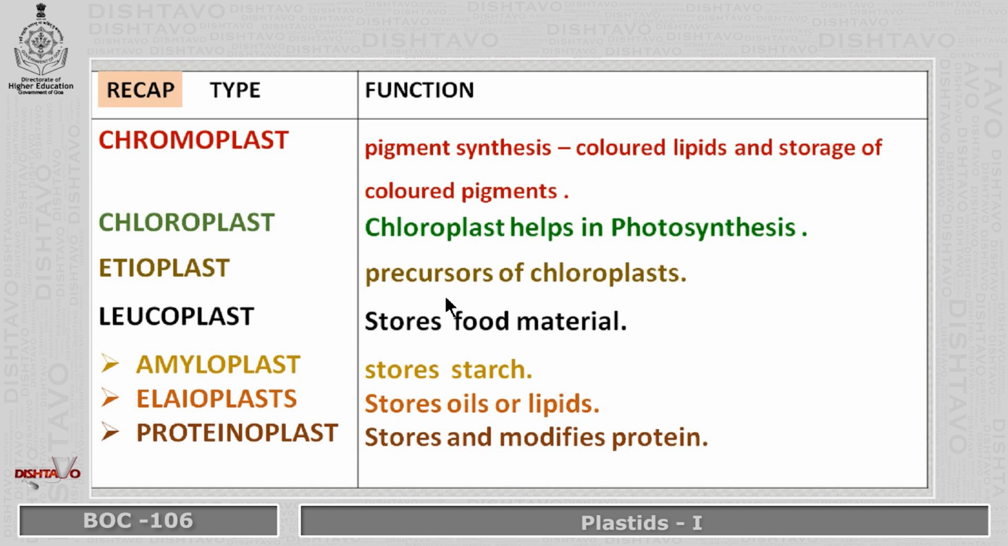And then if we brush up, we have the chromoplasts, which store colored pigments; the chloroplasts, which help in photosynthesis; etioplasts, which are the precursors for the chloroplast; and leucoplasts, which store different types of food. Accordingly, they are classified. Amyloplast stores starch, elaioplast stores oil, proteinoplast stores and modifies different proteins.